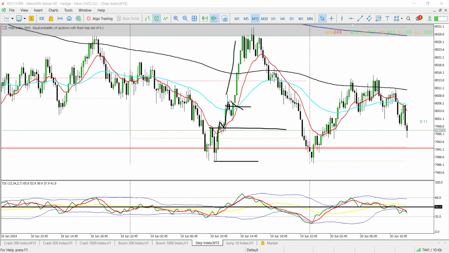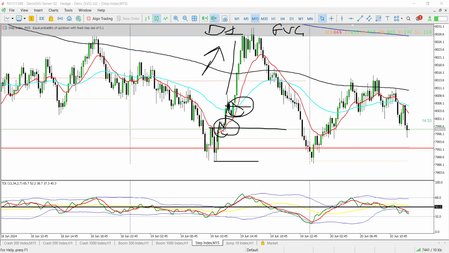Sometimes you don't get retests. So depending on your entry style, as long as you know where price is going, which in this example, we knew we had a D1 or a daily imbalance at the top. As long as you know where price is going, the only thing you need to look for is reasons to buy, reasons to buy.